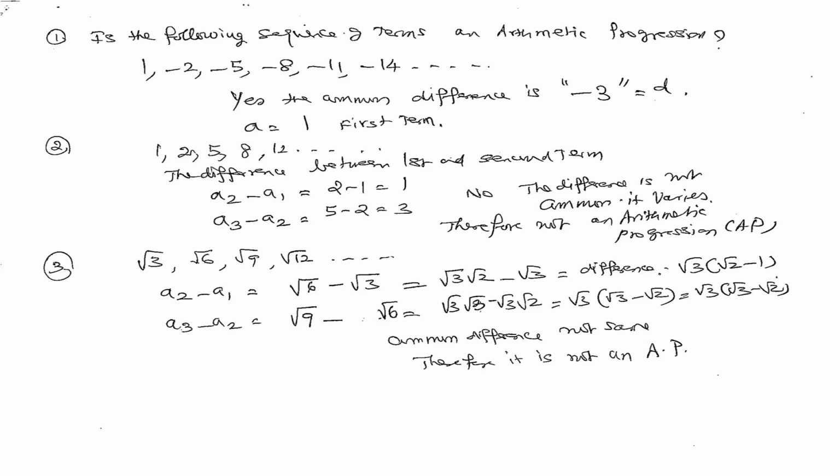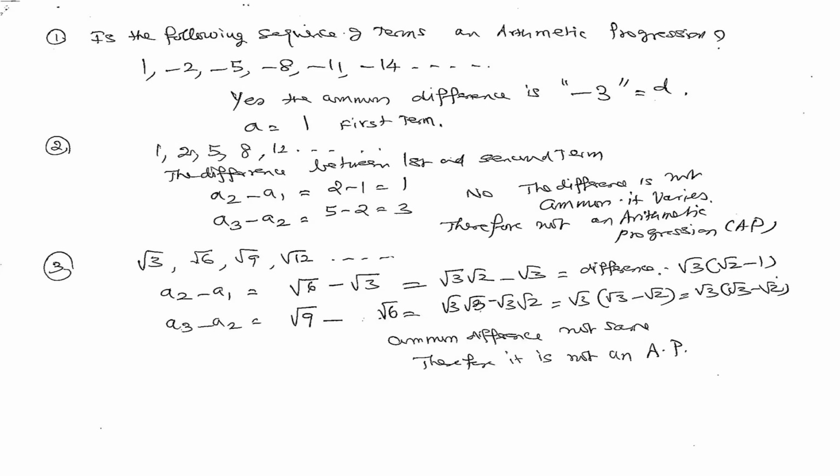In the third sum, root 3, root 6, root 9, root 12. Is it an arithmetic progression? Now the second term minus first term, a2 minus a1, root 6 minus root 3, is equal to root 3 into root 2 minus root 3. The difference is therefore root 3 within bracket root 2 minus 1.